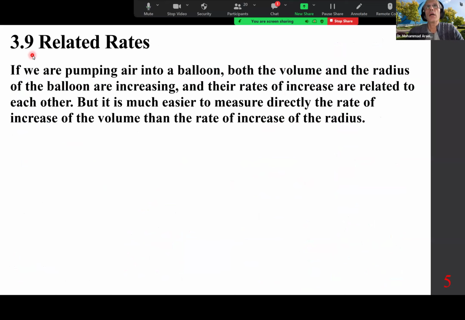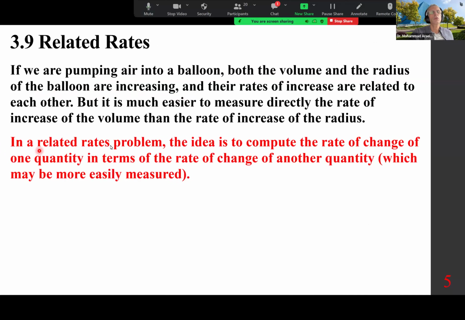So 3.9, related rates. If we are pumping air into a balloon, both the volume and the radius of the balloon are increasing, and the rates of increase are related to each other. But it is much easier to measure directly the rate of increase of the volume than the rate of increase of the radius. So in a related rates problem, the idea is to compute the rate of change of one quantity in terms of the rate of change of another one, which may be more easily measured.